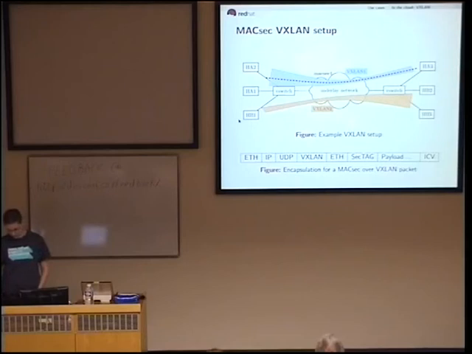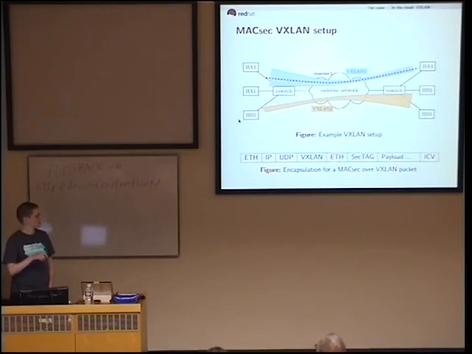And tenant A decides that they want to use MACsec because they don't really trust their cloud provider, they want to encrypt their traffic. So they would configure MACsec over VXLAN. And that's what a packet going through the underlying network would look like. You would have Ethernet header, then IP header, UDP and VXLAN, and then the same thing I showed earlier with the Ethernet header and SecTAG.